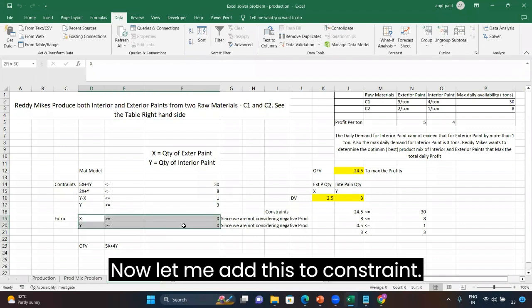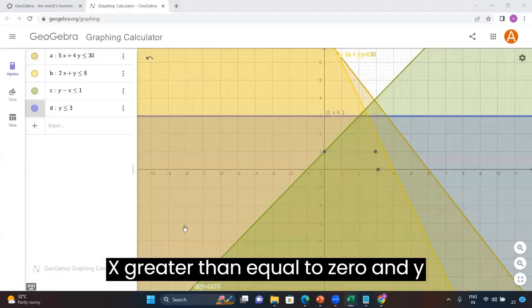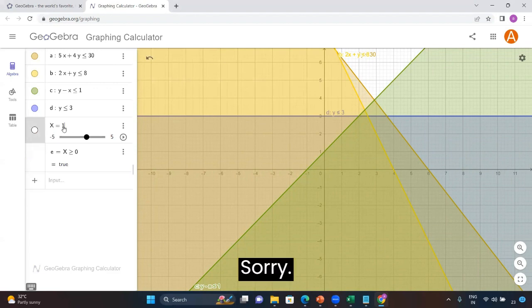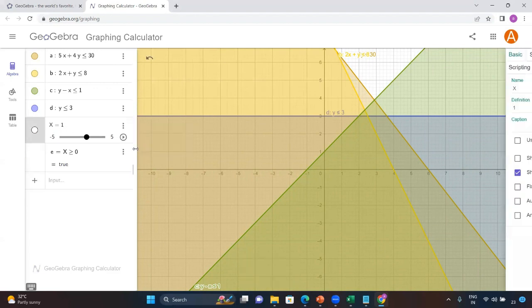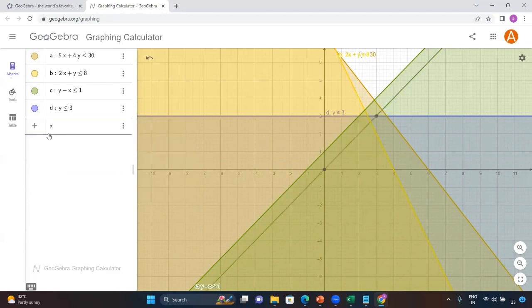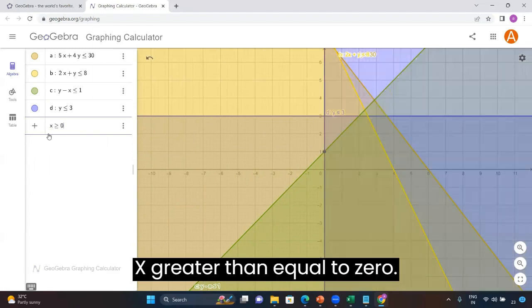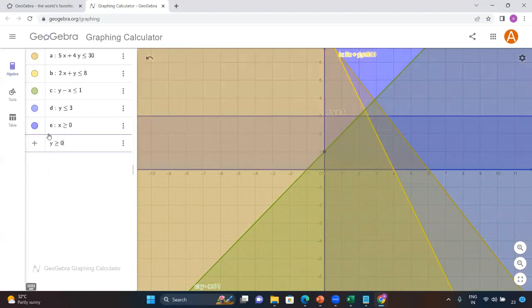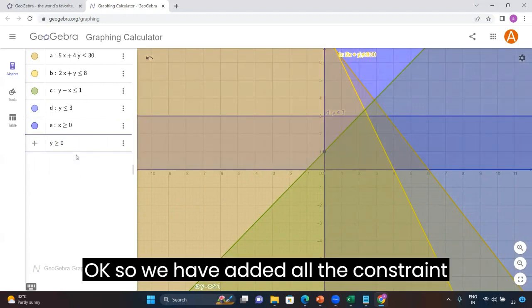Now let me add these two constraints, x greater than or equal to 0 and y greater than or equal to 0. So x greater than or equal to 0 and y greater than or equal to 0. Okay, so we have added all the constraints as of now.